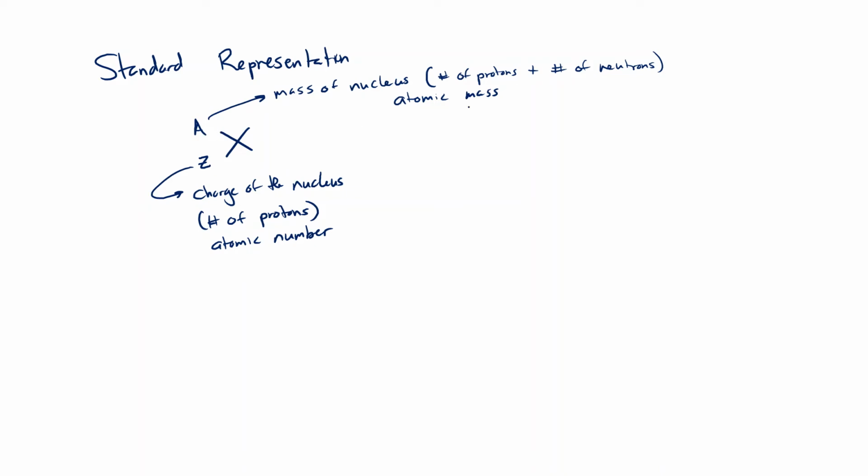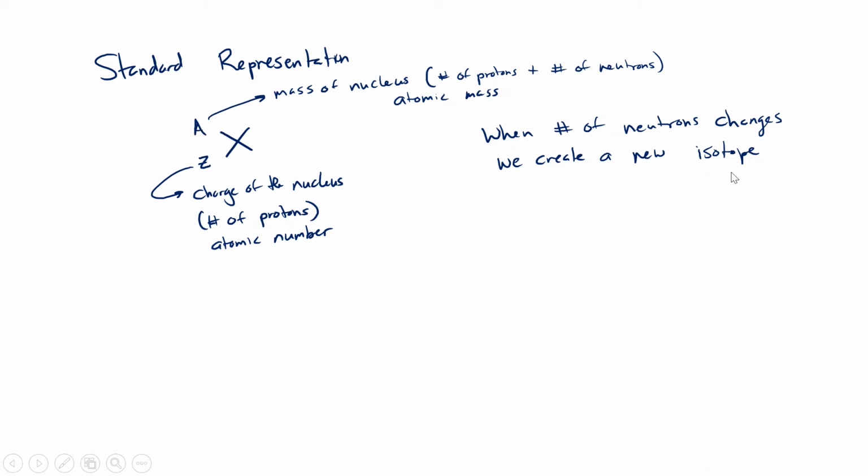Now, the atomic mass will change depending on how many neutrons we have. So when the number of neutrons changes, that means that we're making a new isotope. So if X and Z are the same across two elements, but the A number, the mass, is different, that's a different isotope.